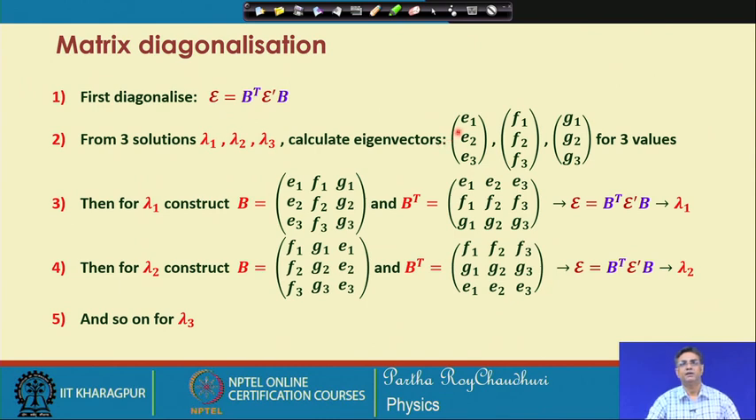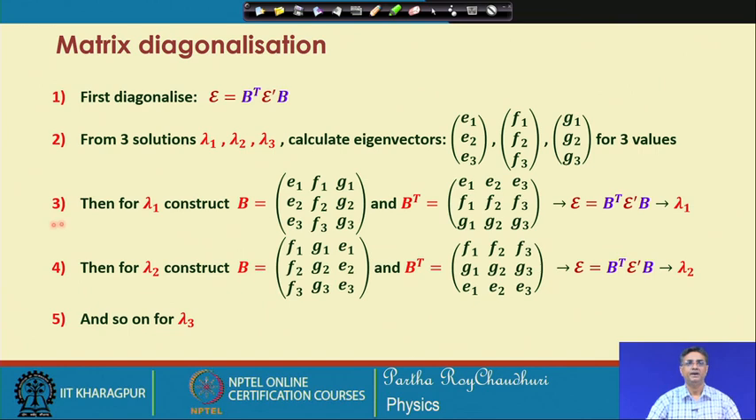We can calculate the eigenvectors, that is E1, E2, E3, F1, F2, F3, G1, G2, G3 for the three values of lambda 1, lambda 2, lambda 3. Each value of lambda 1, lambda 2, lambda 3 will correspond to the respective eigenvectors. Then we can construct this B here for lambda 1 like this, and then B transpose will be simply the transpose of this, E1, E2, E3 will go from the column into the row and so on, which will give you this E equal to, so that corresponds to this lambda 1.